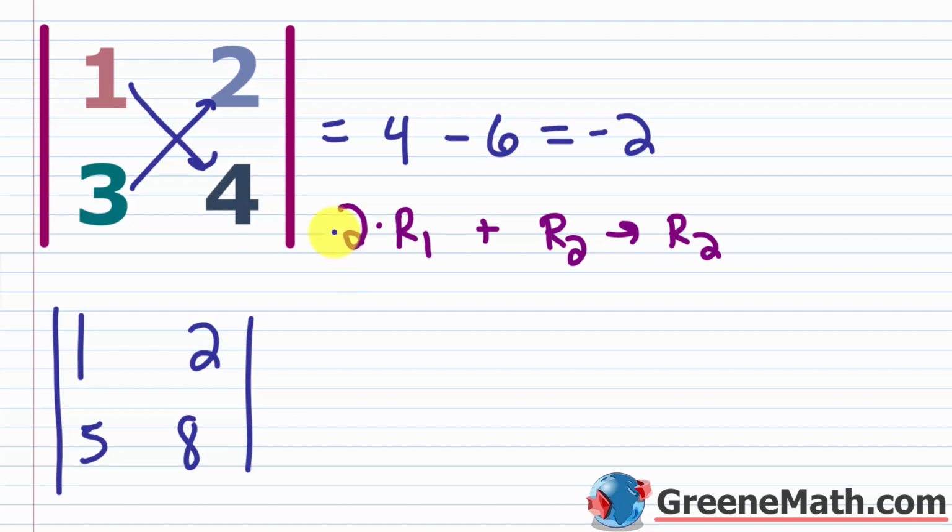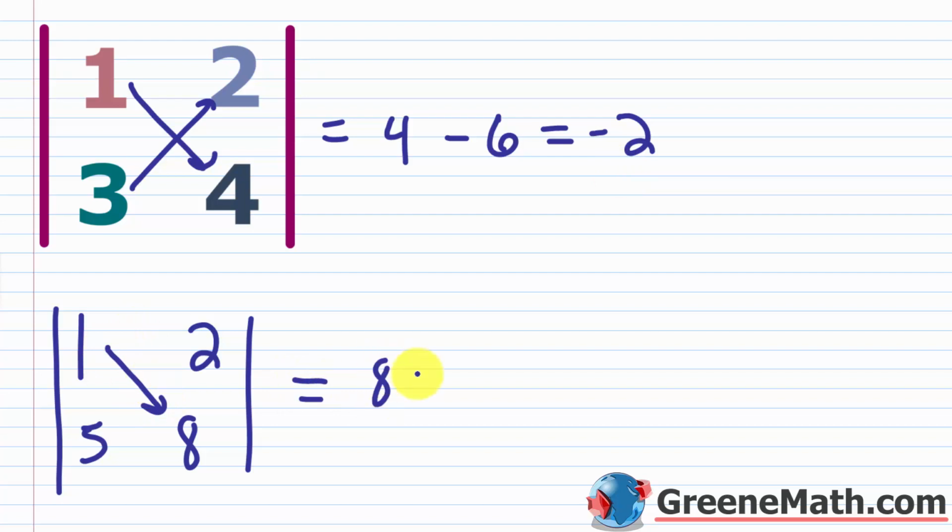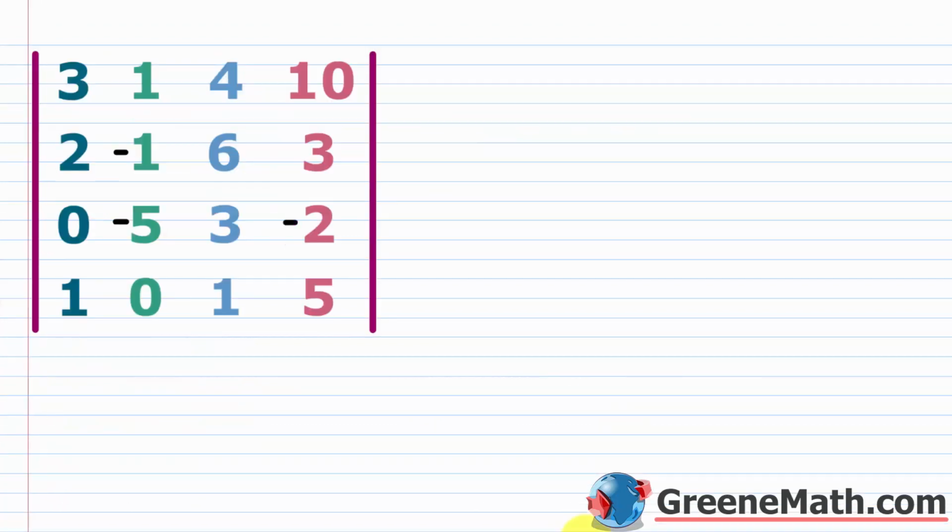Okay. So 2 times 1 was 2. 2 plus 3 was 5. That's how I got that. 2 times 2 is 4. 4 plus 4 is 8. That's how I got that. So what we're saying is if you perform this operation, there will be no change to the determinant, right? So the determinant should still be negative 2, and it is. If we multiply down, 1 times 8 is 8, and then minus, if we multiply up, 5 times 2 is 10. 8 minus 10 is negative 2, okay? So with that being said, let's take a look at an example.